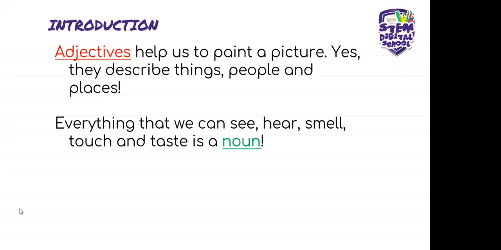So this is where we start. Adjectives help us to paint a picture. They describe things, people, and places. That is something we need to know about adjectives, that they really tell us more about something. They tell us about people and more about places. We are going to learn about that later on in the lesson, and go a little bit deeper into that.